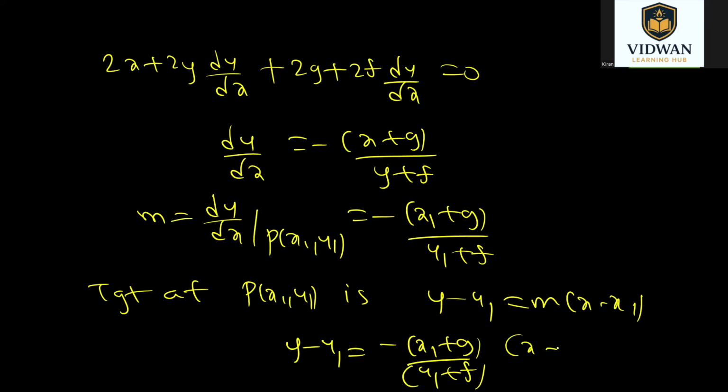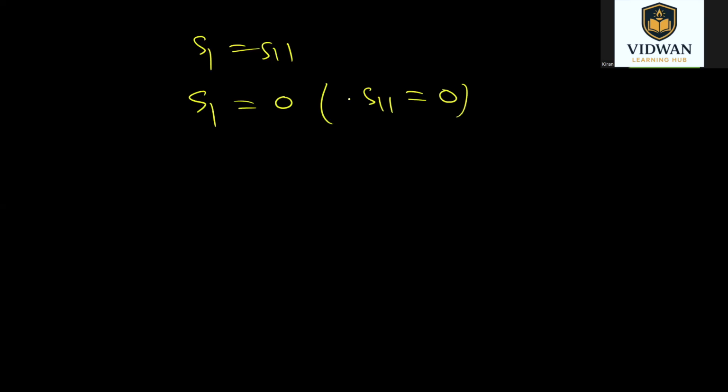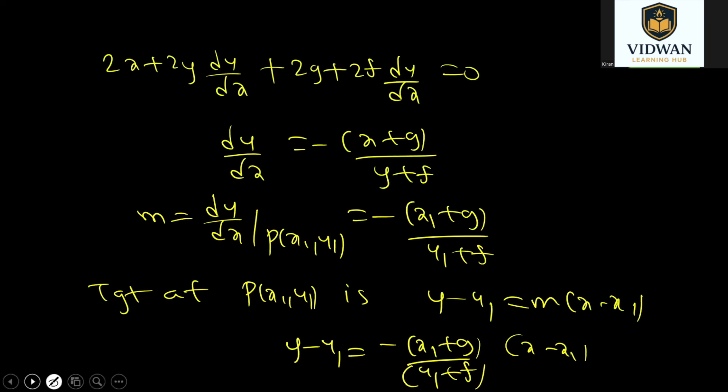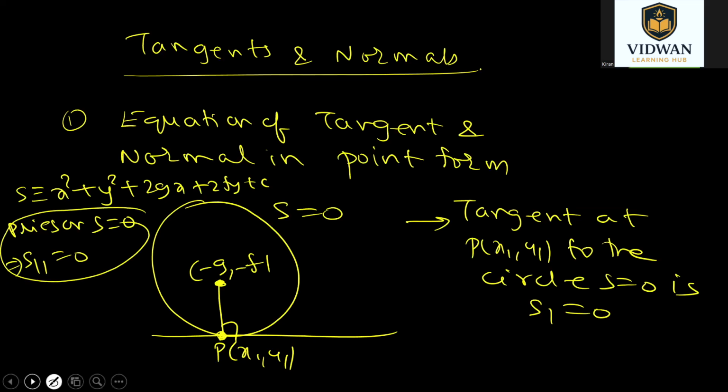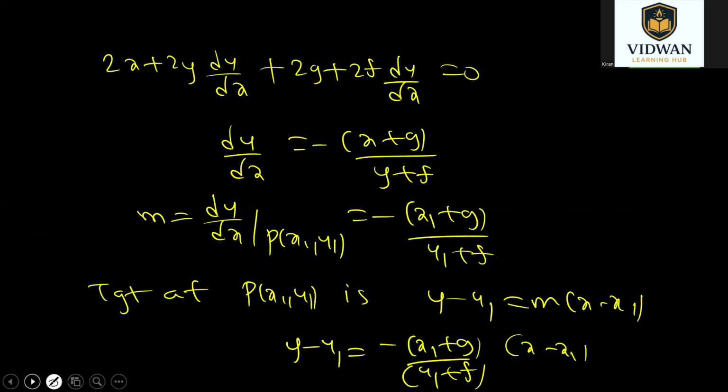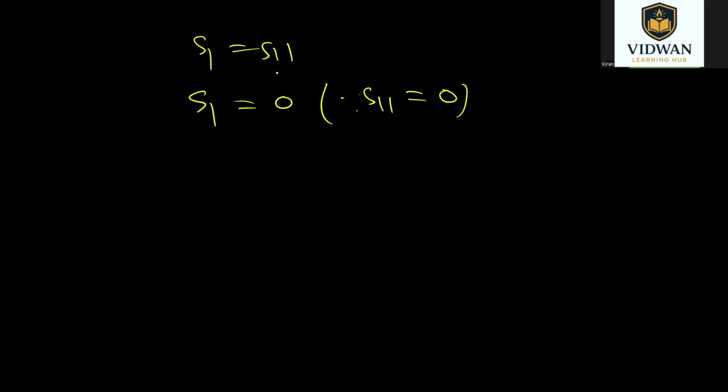So if you cross multiply and simplify this result, it will give you s1 equal to s11. And we'll write this as s1 equal to 0 because s11 equal to 0. Why is s11 0? Because the point is on the circle. x1, y1 is on the circle. So s11 is 0 since P lies on the circle S equal to 0. That is the reason when you simplify this equation, it will reduce to s1 equal to s11. Since s11 is 0, the equation becomes s1 equal to 0.